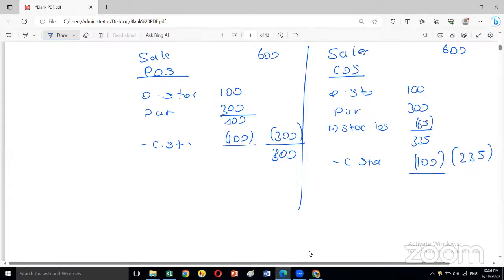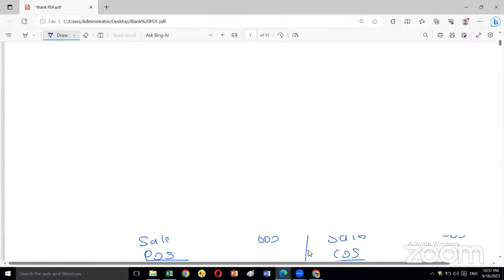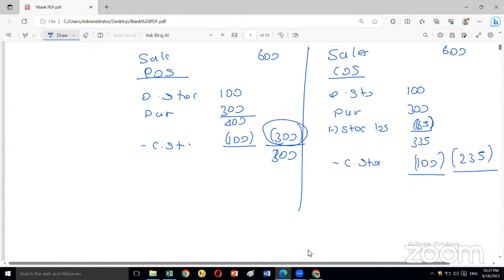If I record this 65,000, my cost of sale will reduce. My cost of sale will reduce by how much? 65. If the cost of sale is reducing, it means gross profit will increase. Now here you can see 600 minus 235. So here, how much is the gross profit I am getting? 365.